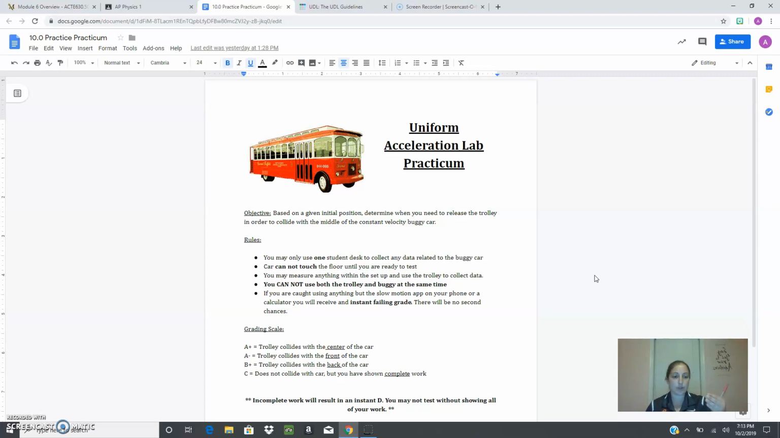So the buggy car was released first, and then the trolley car was released sometime later, which they had to figure out. And then once they figured out the time to release, then they were able to figure out when and where they were going to collide. And it's all math based. They can take any measurements that they want, but it is still math based, applying those concepts.